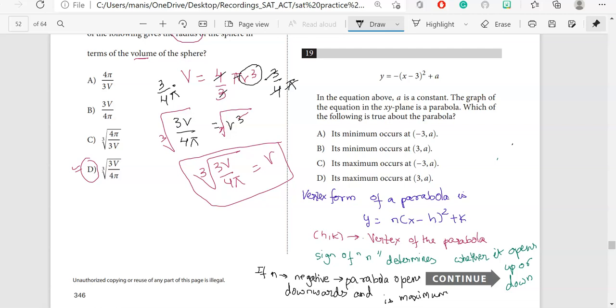In the equation above, a is a constant. The graph of the equation in the xy-plane is a parabola. Which of the following is true about the parabola? They have given us some options.